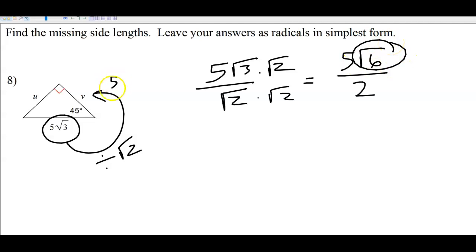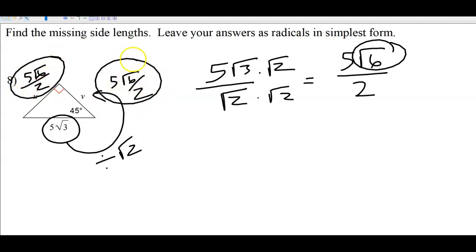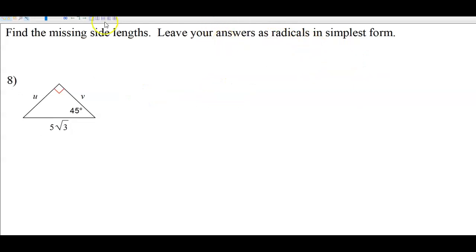Each of those legs will be 5 square root of 6 over 2, and they match because that's how it is with 45, 45, 90. So your answers for the legs are 5 square root of 6 over 2. So sometimes the work that you have to go through to work with the radicals can be a little bit more strenuous. But there it is. So that's 45, 45, 90 right triangles. But let's go ahead and take a look at our second type of special right triangle. And that would be the 30, 60, 90 right triangle.